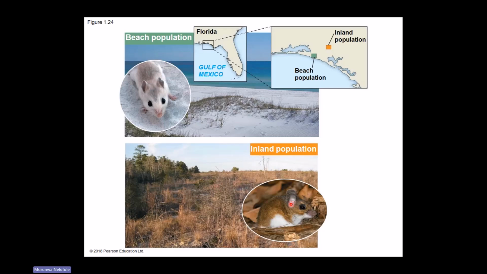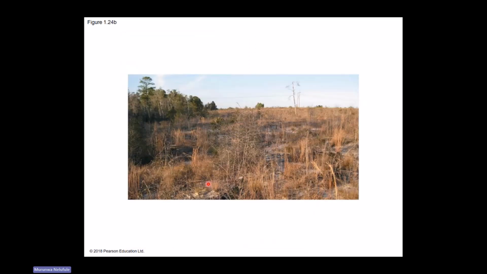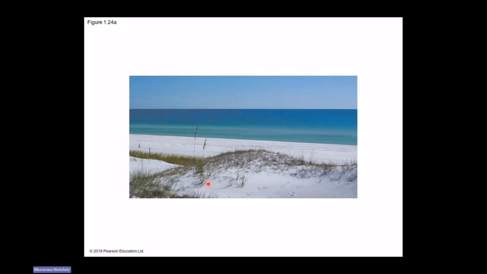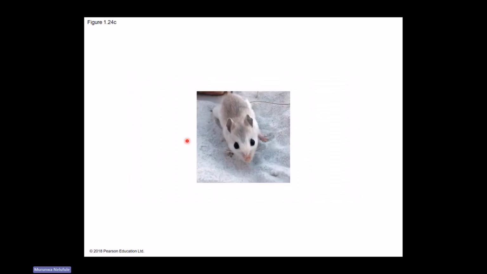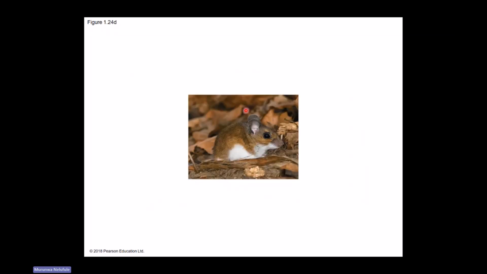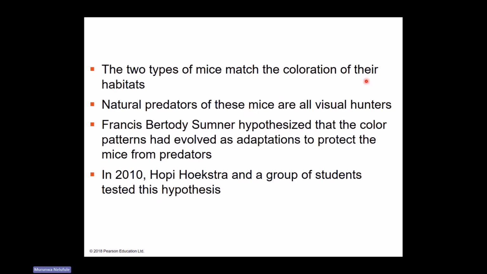You can see that these two colors resemble each other, and these two colors resemble each other. This helps them survive predation. So this is the clarity of the environment, and here again is the picture representation of the white mouse and the inland one. The explanation is that the two types of mice match the coloration of their habitats. Natural predators of these mice are all visual hunters.